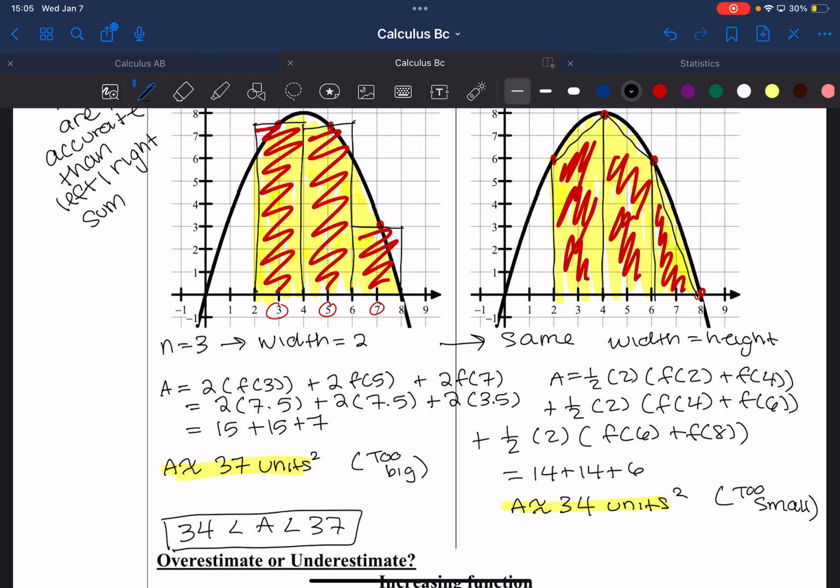Any questions so far? Yes? So why can't we average the left and right Riemann sum to get the area? Because I feel like that makes sense to me, to average those 2 numbers.